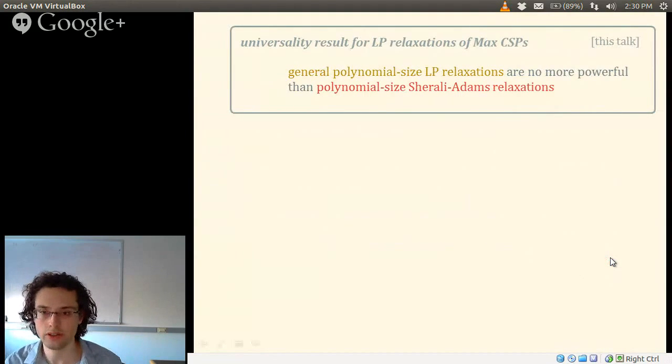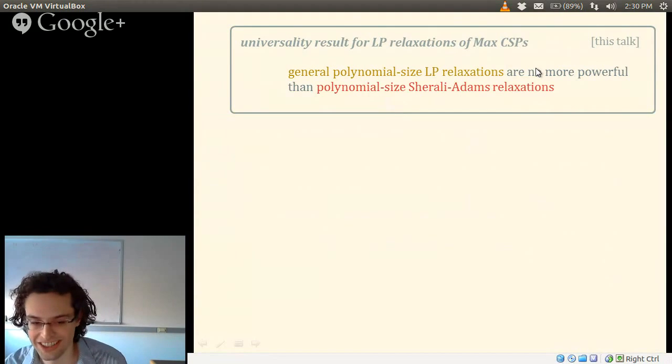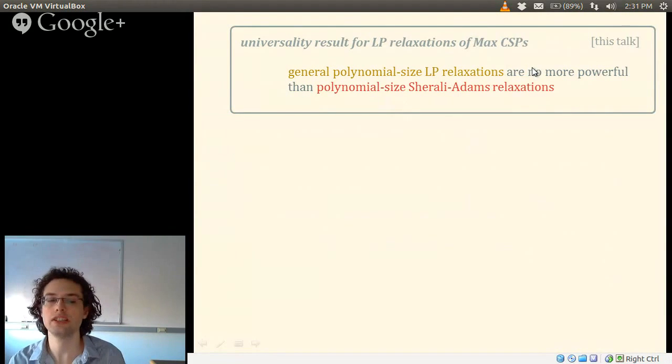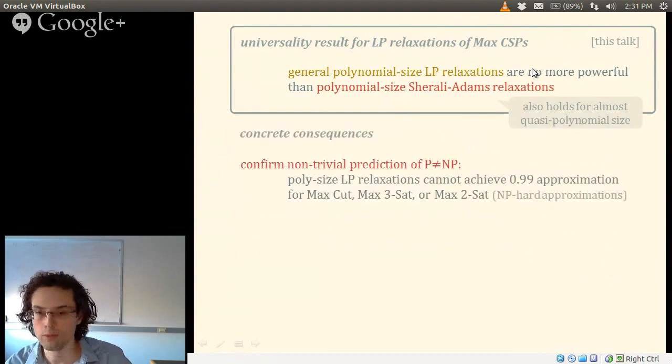So now what I want to talk about here is work that joins these lines of research about hierarchies and general lower bounds for relaxations. And so what we will see is that general polynomial size LP relaxations for maximum constraint satisfaction problems are no more powerful than polynomial size Sherali-Adams relaxations. And the correspondence is even a bit stronger. If you look at n to the d size general LP relaxations, they really correspond to n to the d size Sherali-Adams relaxations in terms of the approximation guarantees that you can get. And this correspondence holds not only up to polynomial sizes, but also up to quasi-polynomial sizes, almost quasi-polynomial sizes. Okay.